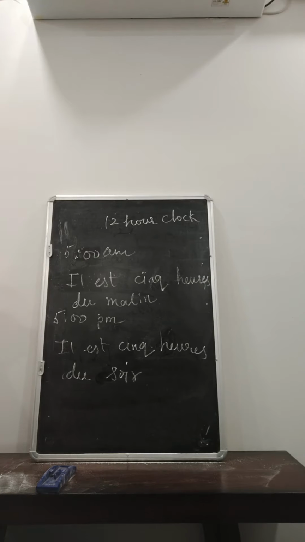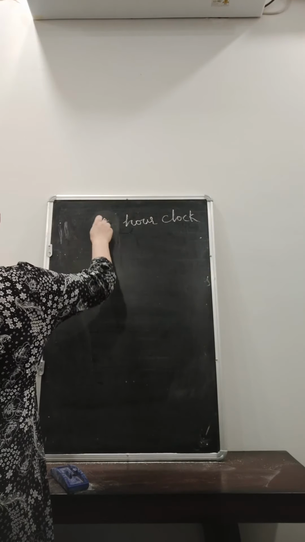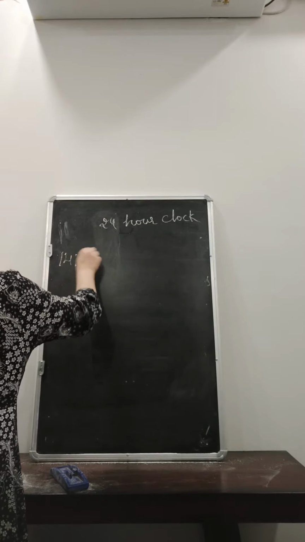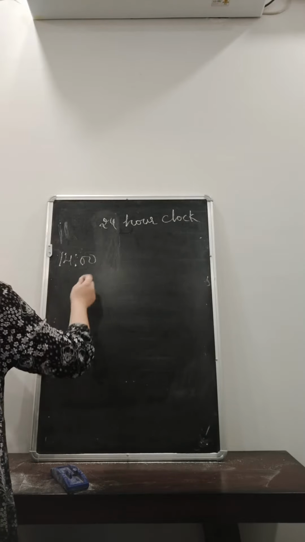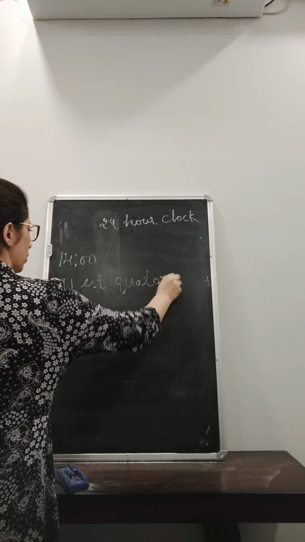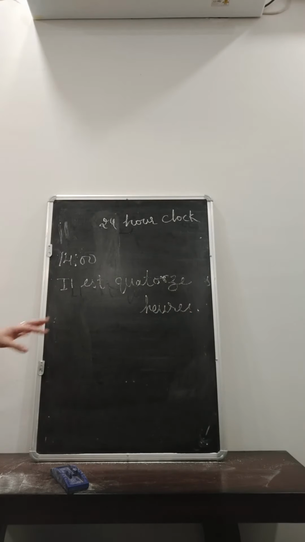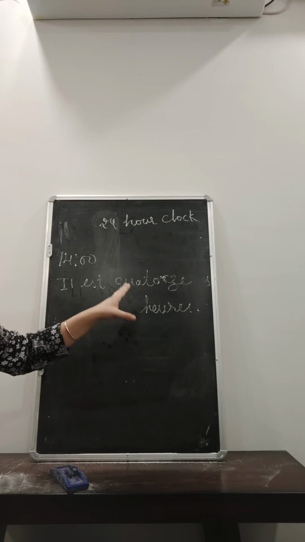So now come to the 24-hour clock. You can see, if I'm saying 11, or if I'm saying 14, on the 24-hour clock, it's simple. We are not supposed to write AM, PM. So if it is 14 hours, then il est 14 heures. Right? It's simple. We are not supposed to say AM, PM here. Just write the number and hour. C'est tout. That's all.